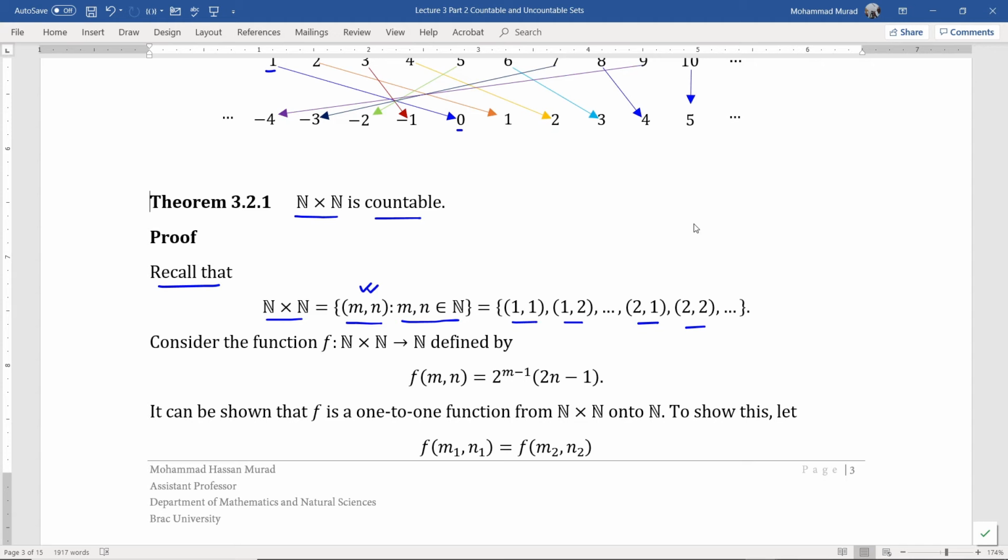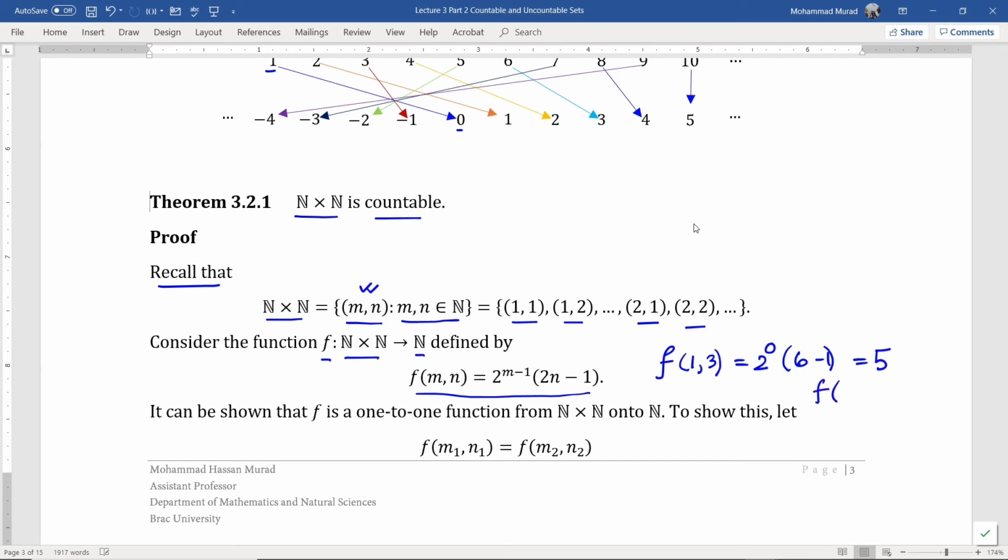Now we consider a function f from the Cartesian product N cross N to the set of natural numbers defined by this formula. So f(m, n) equals 2 to the (m minus 1) times (2n minus 1). For example, f(1, 3) would be 2 to the 0 times (6 minus 1), which gives us 5.